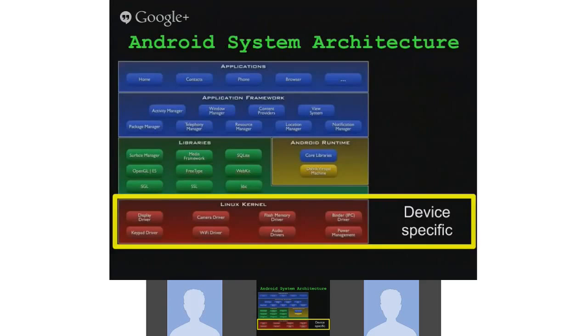This is how the Android system architecture looks. I'm not going to go deep into this. I just want to point out what is device specific. Can somebody tell me where do you usually find bugs in this diagram? Well, you don't find any bugs in this diagram. You find bugs in your application, actually.